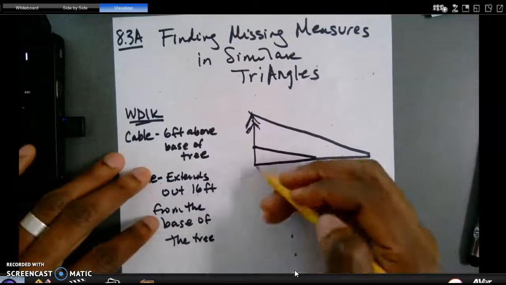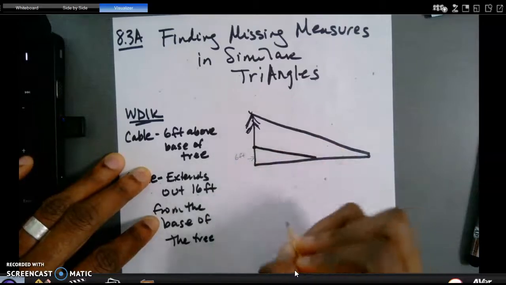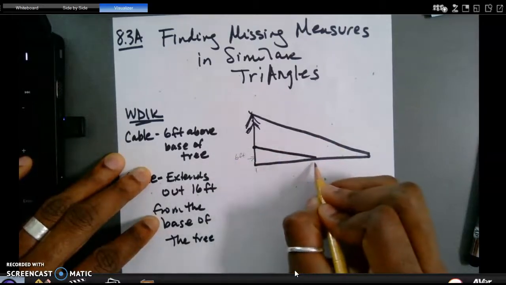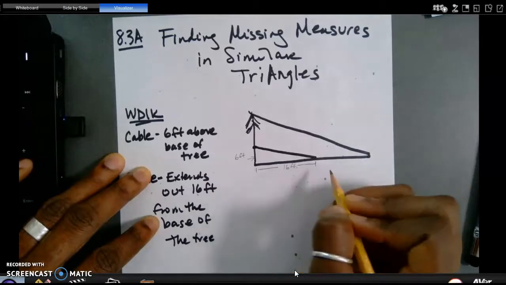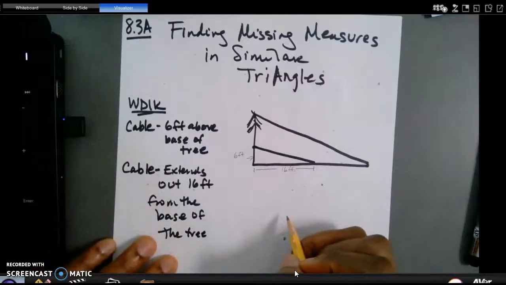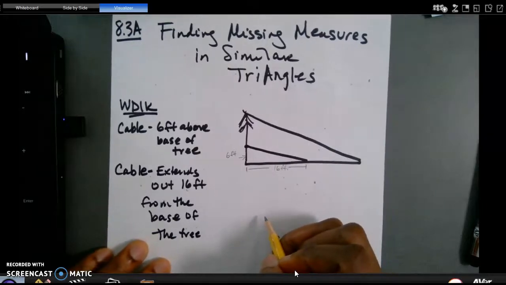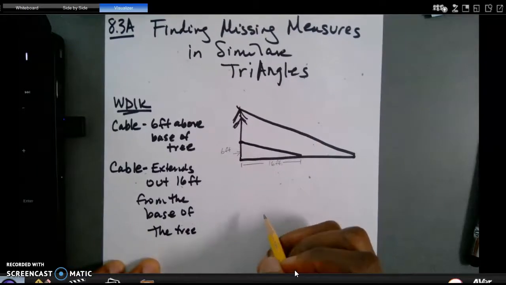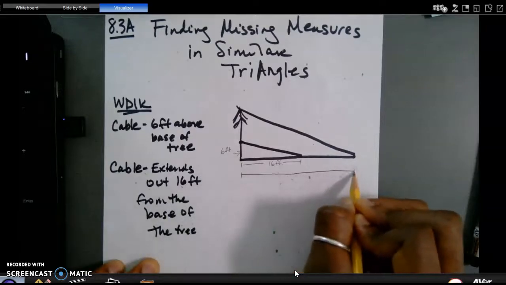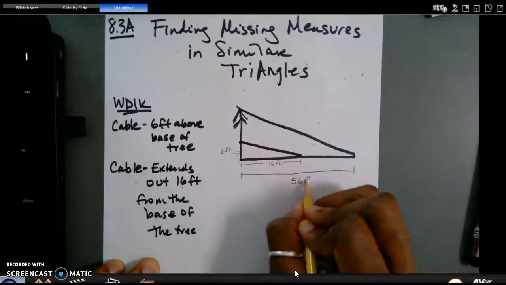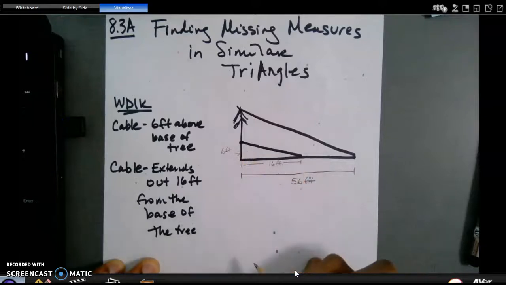I'm going to switch over to a pencil so it's better able to see. So this is about 6 feet, and this distance from here to here is about 16 feet. Now I want to stress that this drawing is not to scale, okay? Lots of drawings that you get on the STAAR, they're not going to be to scale, or on any other standardized test either. So this distance from here to here is going to be about 56 feet. So from here to here, 16, from here to here, 6.